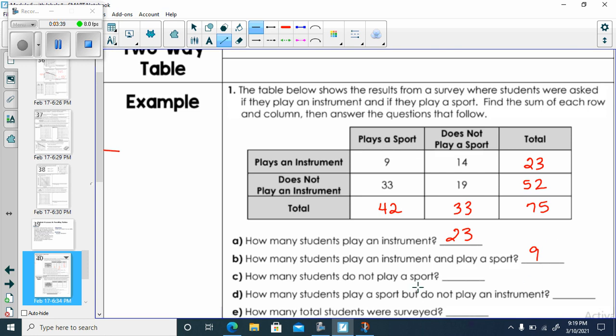How many students do not play a sport? Okay, let's see. Does not play a sport. Total, that would be 33. How many students play a sport but do not play an instrument? Play a sport, does not play an instrument. See where these two intersect? That would be 33.